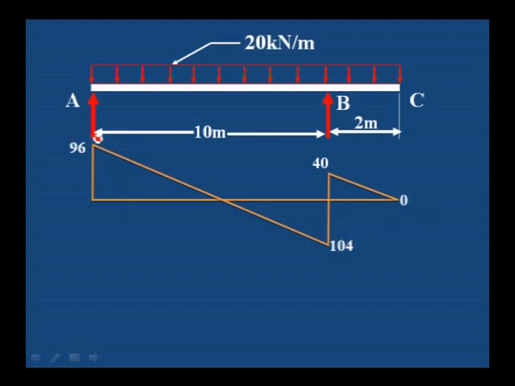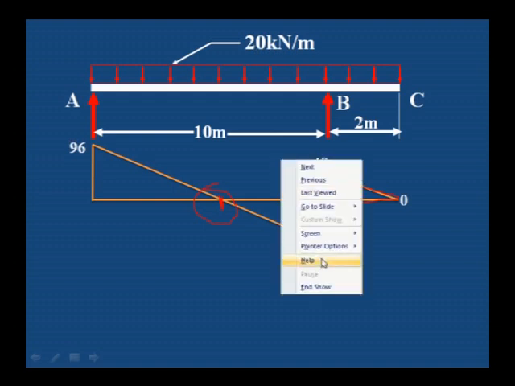Here you can observe this is the simply supported portion where the shear force changes its sign at one point. That point is where we will get the maximum bending moment, so we have to calculate the maximum bending moment at this point. And then here you can observe it is the cantilever portion. The cantilever portion is triangular in shape.